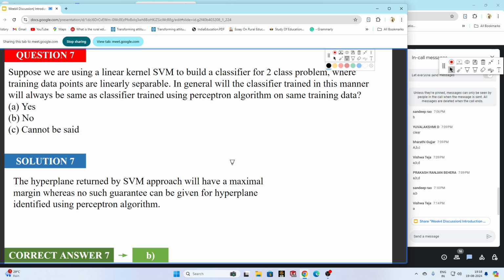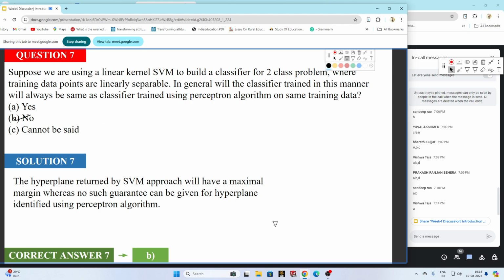Maximal margin approach means it will ensure that your support vectors are as far apart as possible, but the perceptron learning algorithm will not ensure that. It will just make a line, and that will be your classifier. So this is the difference. That is why option B is your right option.